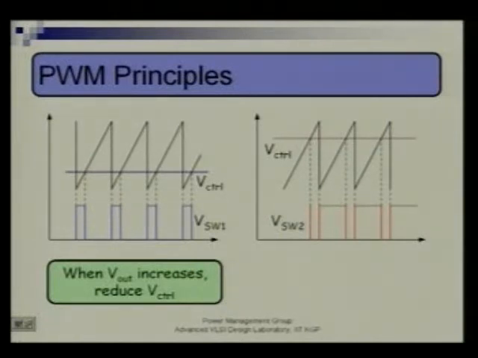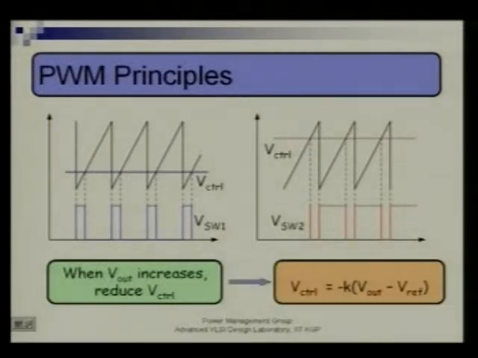Our logic says that when V out increases, reduce the V control, or VC, whatever you say. So when V out increases, we must reduce VC. This leads to, let us assume this expression, VC is equal to minus K into (V out minus V ref), where V ref is the desired voltage. Say 1.2 volt I want to achieve from a 3 volt, 5 volt, n volt supply, whatever it is. So V ref is 1.2 volt and V out is whatever is actually coming.